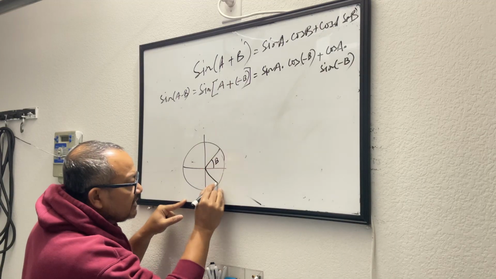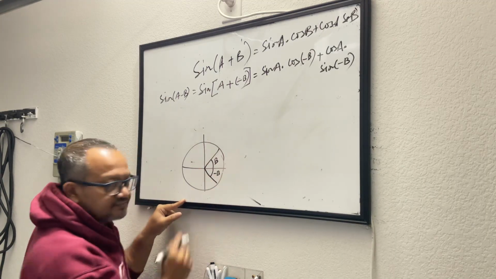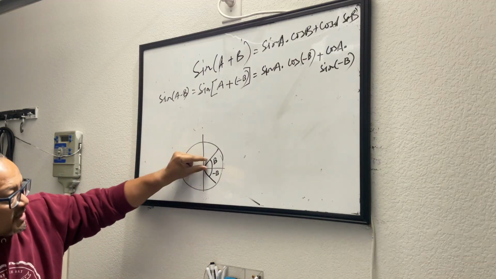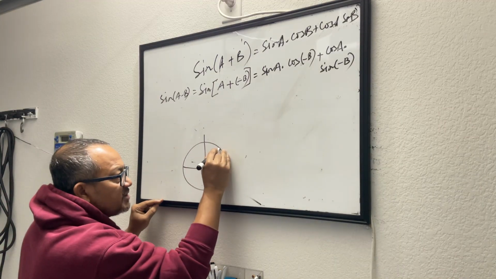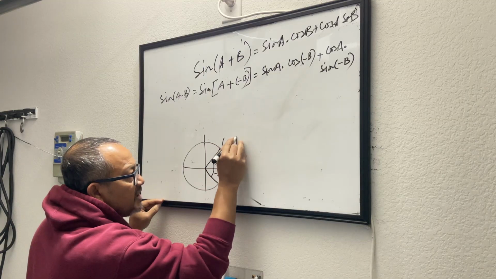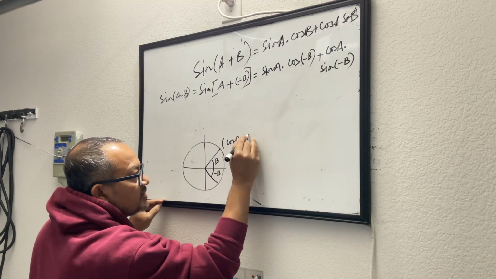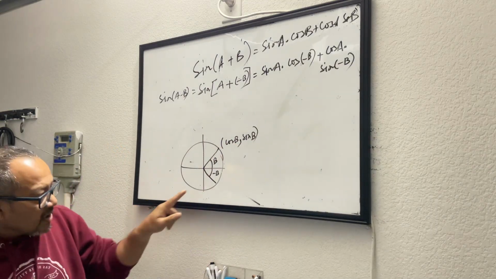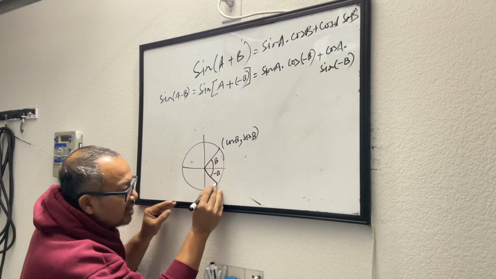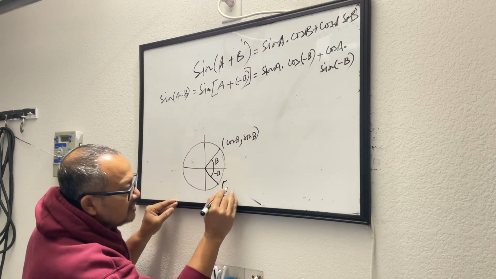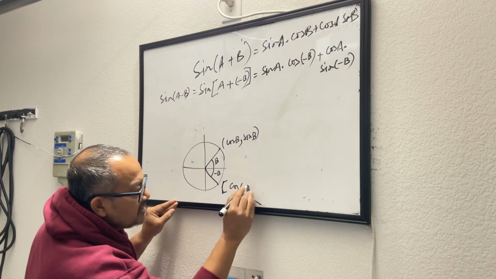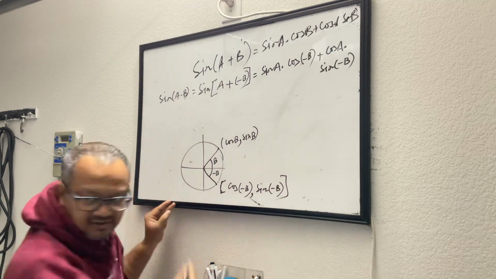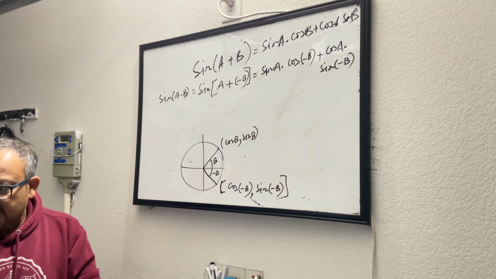And I'm making the other angle minus B. Okay? When I'm talking about angle B, what will be the coordinates of this point? Cos of B, comma sine of B. Correct? When I'm talking about angle minus B, what will be the coordinates of this point? Cos of minus B, comma sine of minus B. Correct? Basic unit circle concepts.